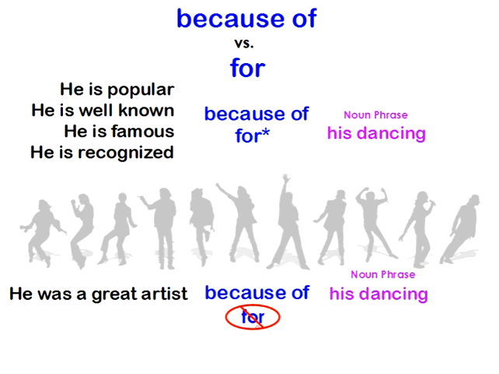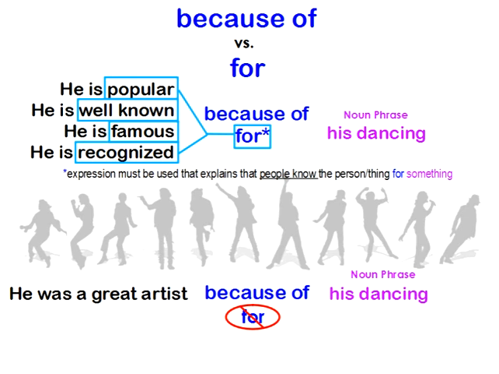Well, when you think about for, you have to think about the phrases that come before it. For example, he is popular for his dancing. He is well known for his dancing. He is famous for his dancing. Or he is recognized for his dancing. Now, all of these phrases have something in common. What they have in common is that it's an expression that explains that people know the person or the thing for something.